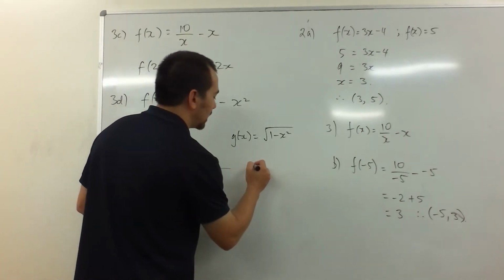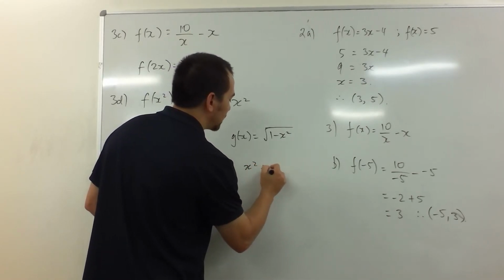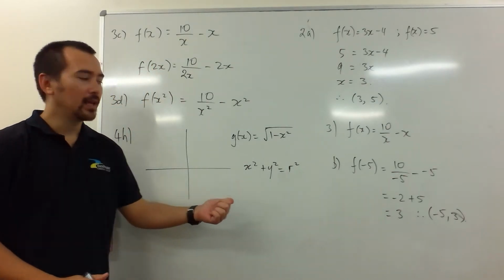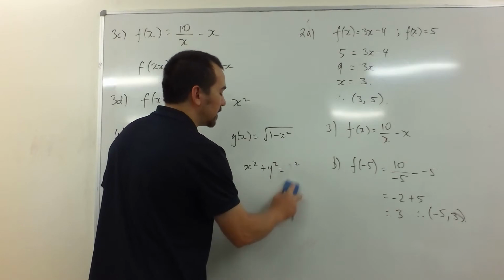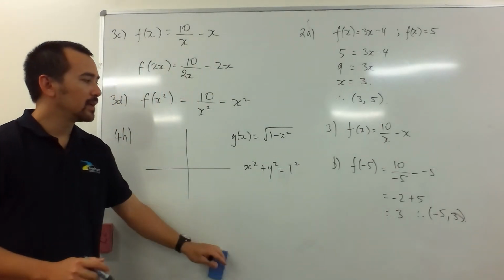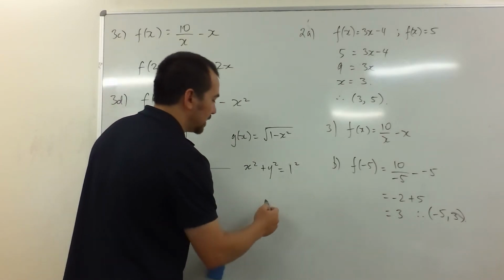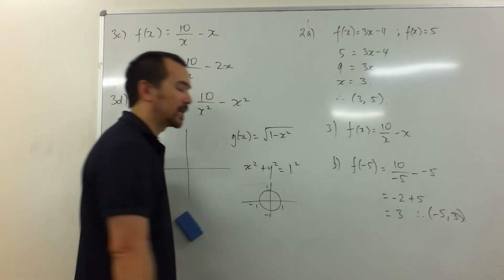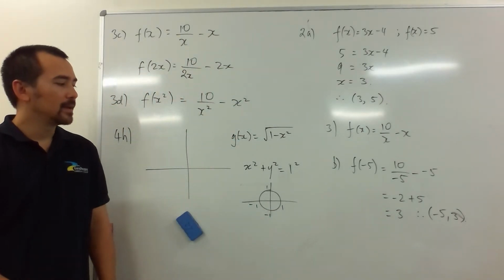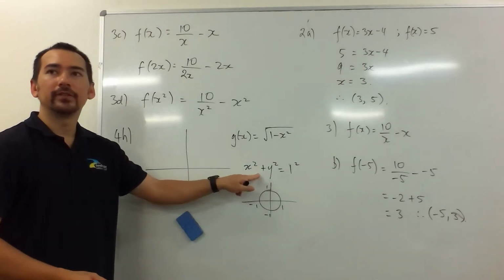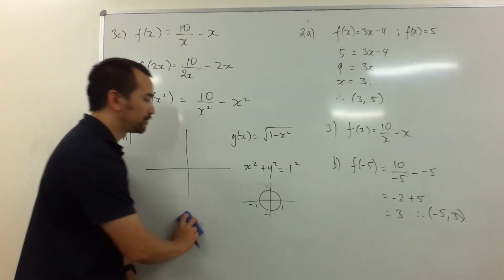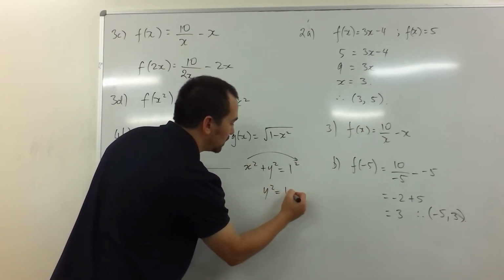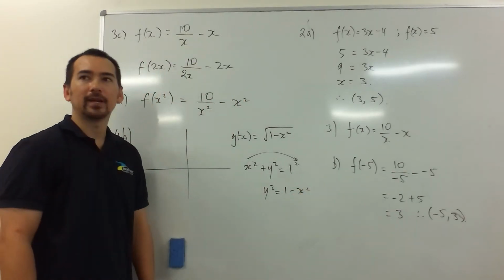If I said to you that x squared plus y squared is equal to r squared, that's the formula for a circle. And if we said the radius is 1, this would be a circle with radius 1, like so. All right. Now what I'm going to do is I'm going to rearrange this equation and make y the subject. So watch this. Move the x squared over and we get y squared is equal to 1 take away x squared. Everyone happy with that?